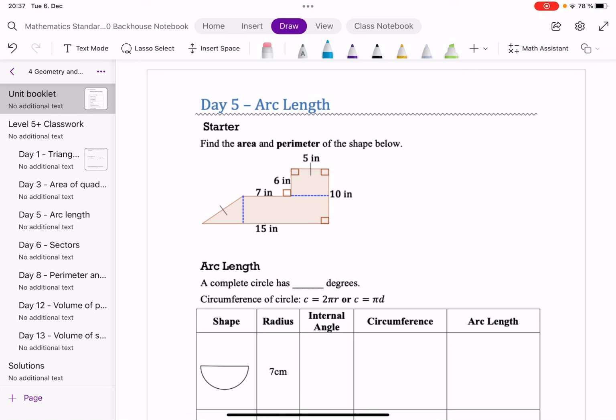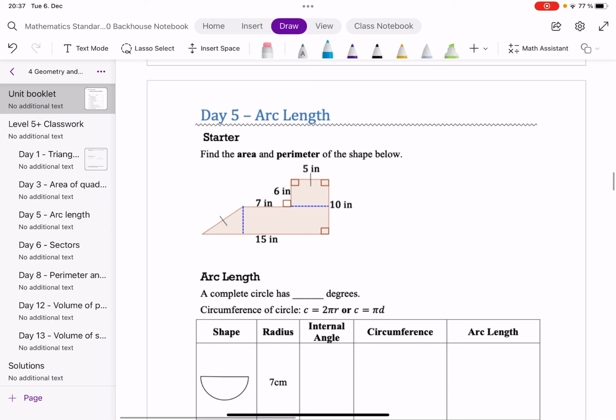You are going to be learning about arc length, so this is day 5 in the booklet and it starts on page 13. If you like, you can pause the video and have a go at the starter. I will post an answer on OneNote later on if you want to check that. Okay, hopefully you've had a go at that. That's reviewing what we were looking at yesterday.